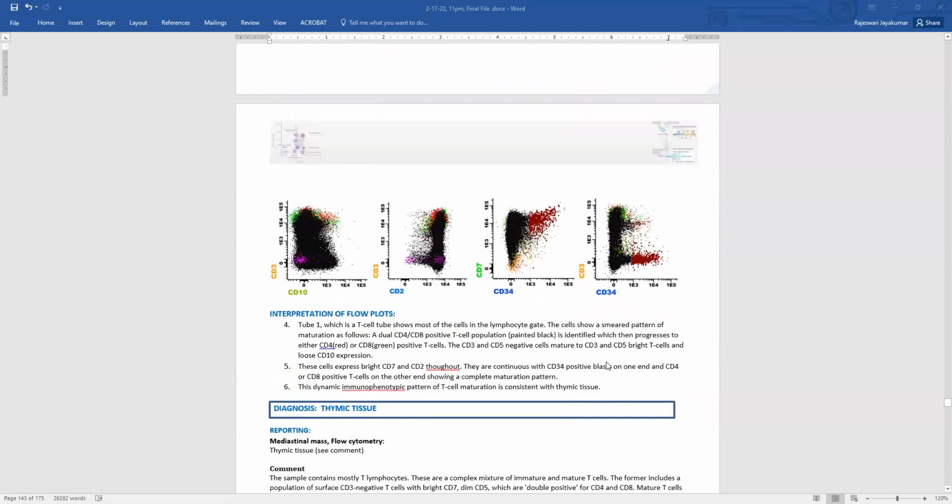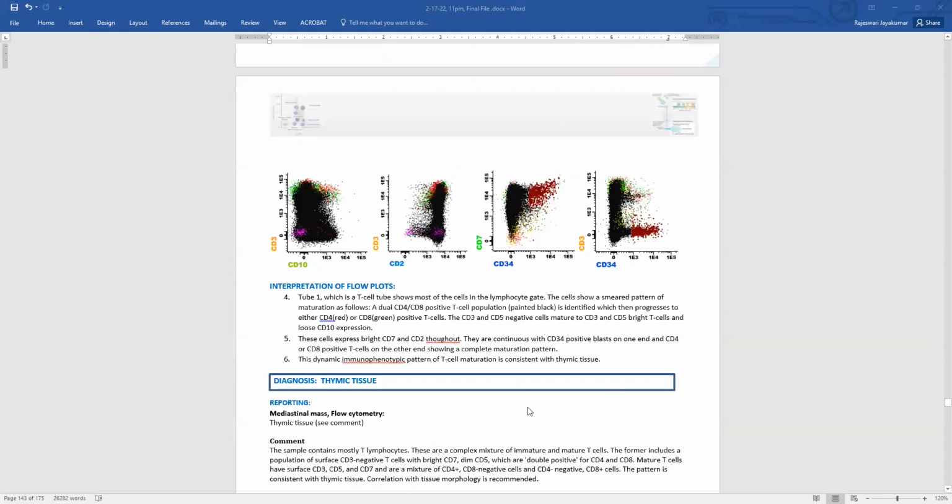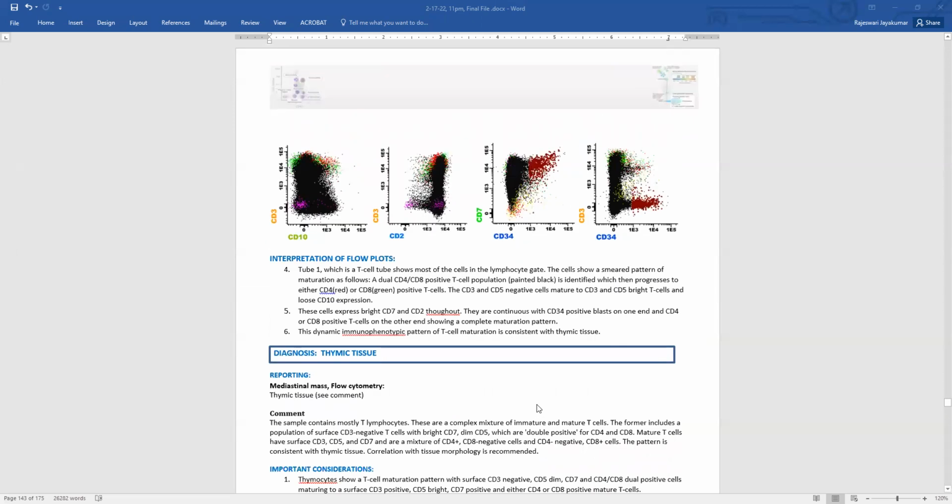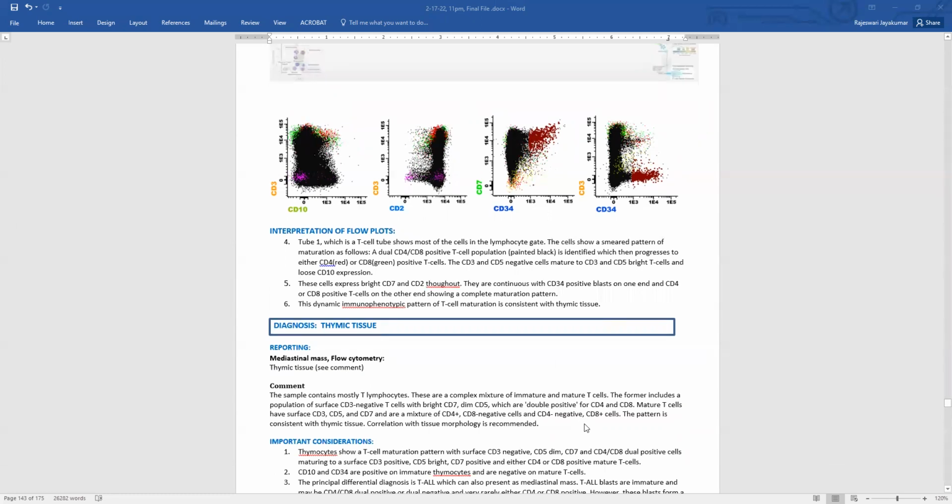So when you report, how would you report? We just describe what we see here, basically saying that this is thymic tissue. And when we write our description, we mention that we see a mixture of immature and mature T cells. The immature T cells include surface CD3 negative T cells with bright CD7, dim CD5, and are double positive for 4 and 8. And the mature T cells have surface CD3, CD5, and CD7, and they are either CD4 positive, CD8 negative or CD4 negative, CD8 positive.